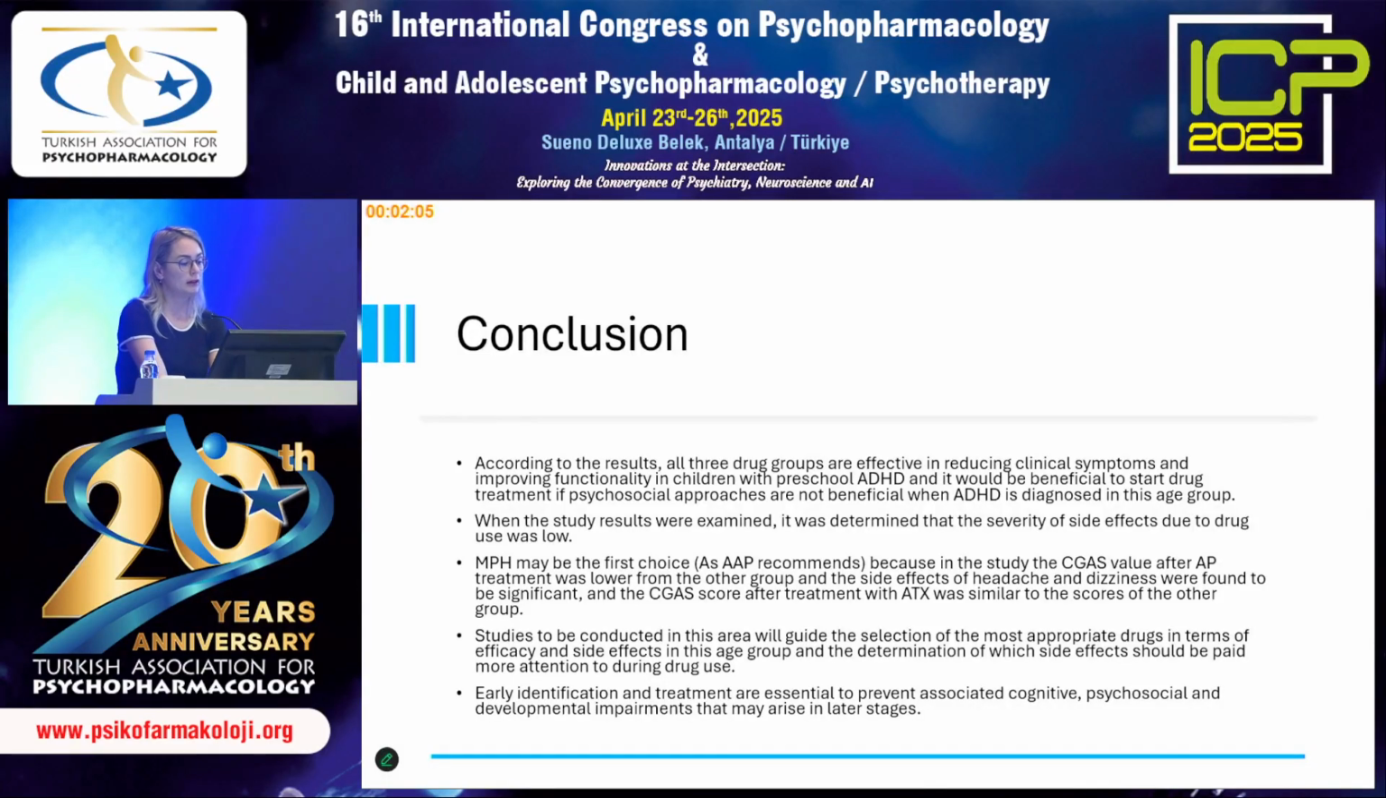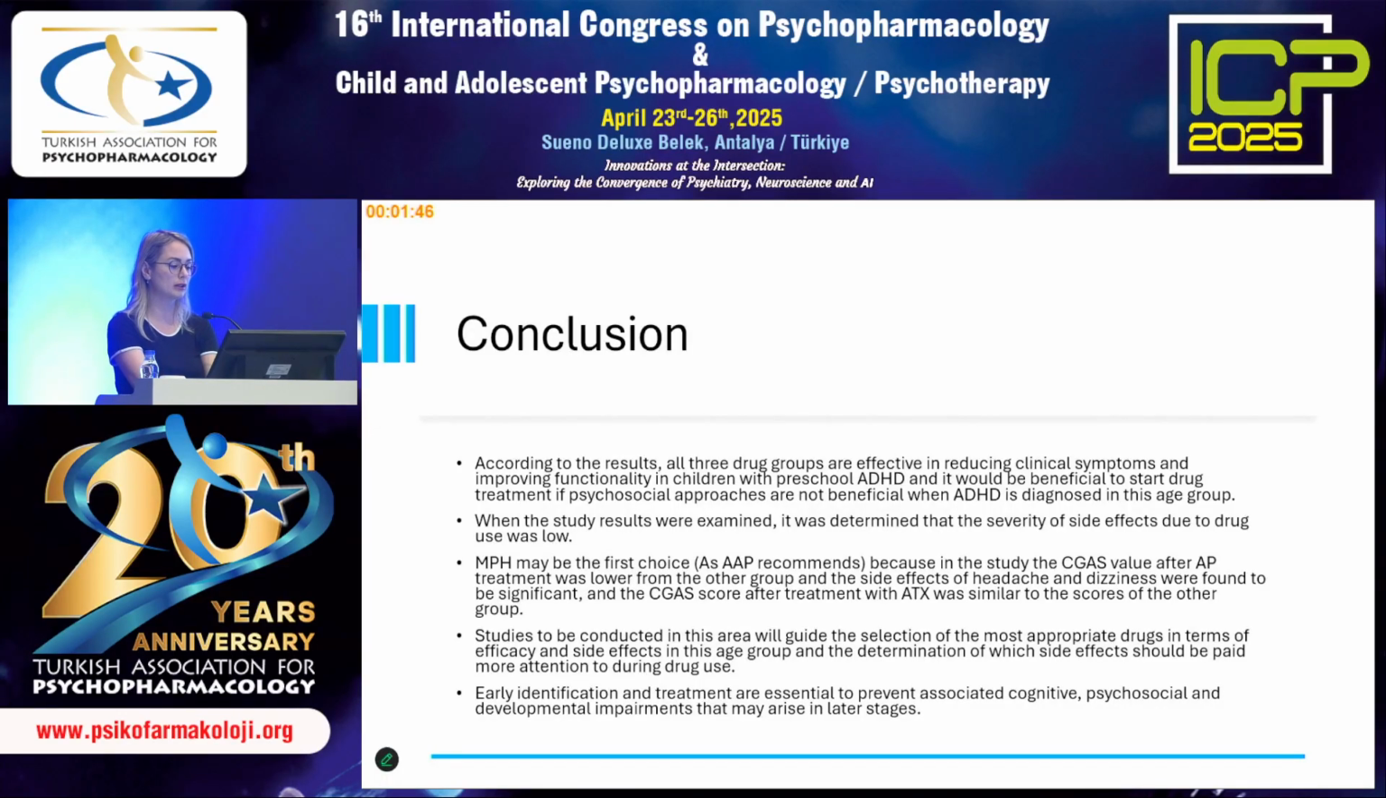In conclusion, according to the results, all three drug groups are effective in reducing clinical symptoms and improving functionality in children with preschool ADHD, and it will be beneficial to start drug treatment if psychological approaches are not beneficial when ADHD is diagnosed in this age group.